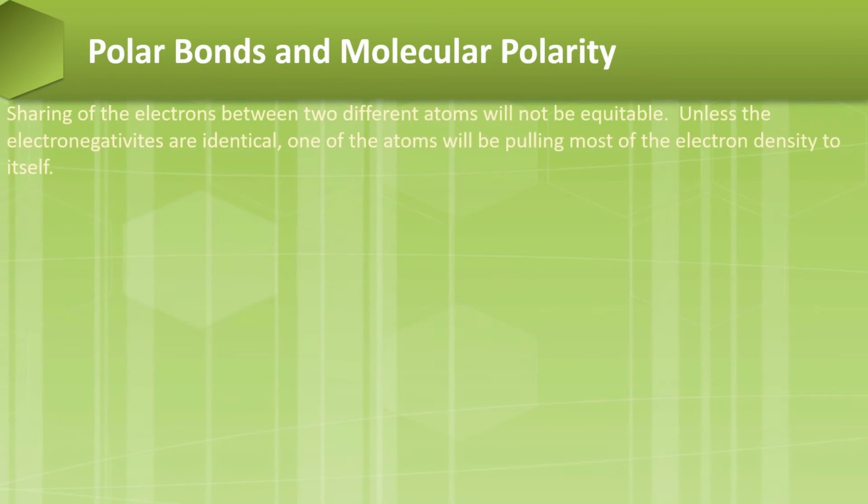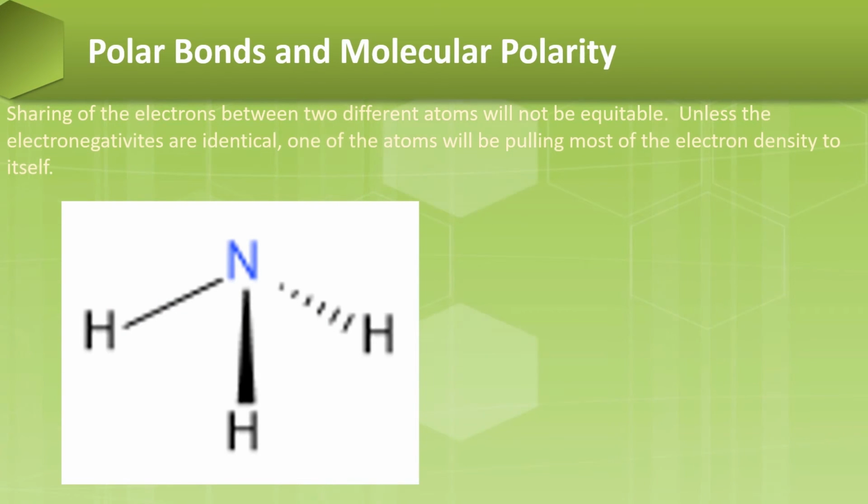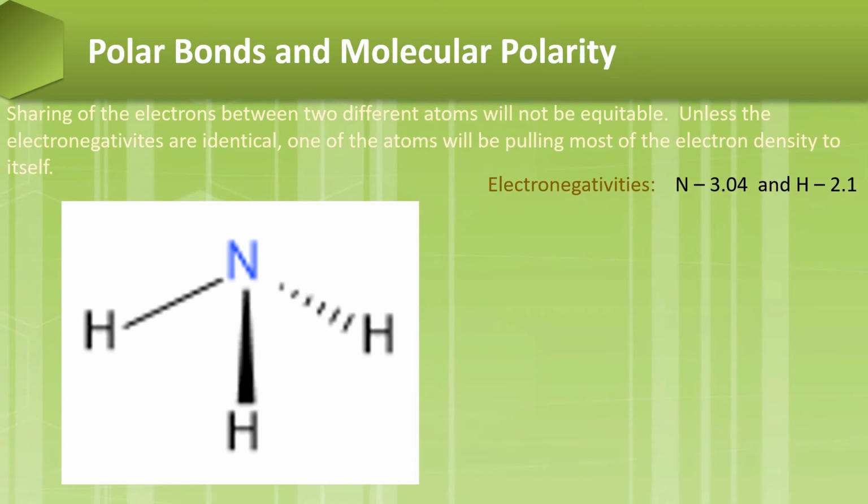The sharing of the electrons between 2 different atoms will not be equitable. Unless the electronegativities are identical, it's more than likely that one of the atoms will be pulling much of the available electron density to itself. Let's again use our ammonia molecule as an example. At first, we want to just look at the individual bond between 2 atoms. Observe the nitrogen-hydrogen bond. We first look at the electronegativities for each atom and identify which of the 2 atoms is most electronegative. In this case, nitrogen is the more electronegative atom.